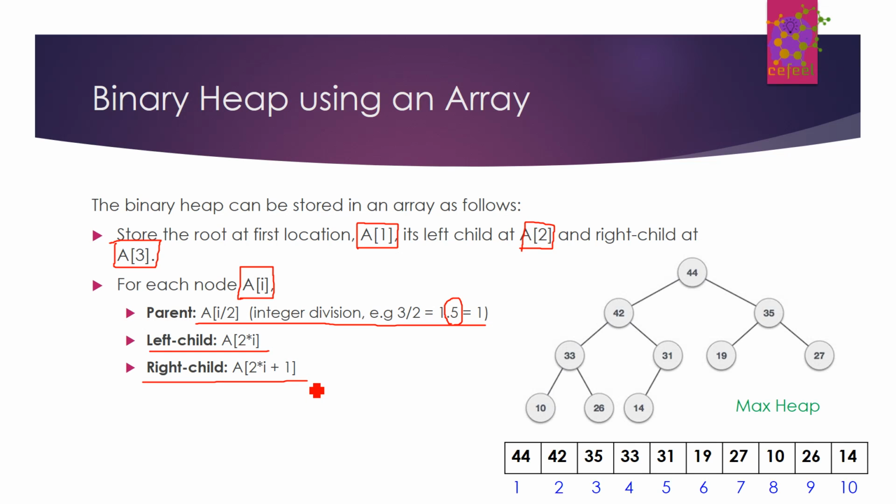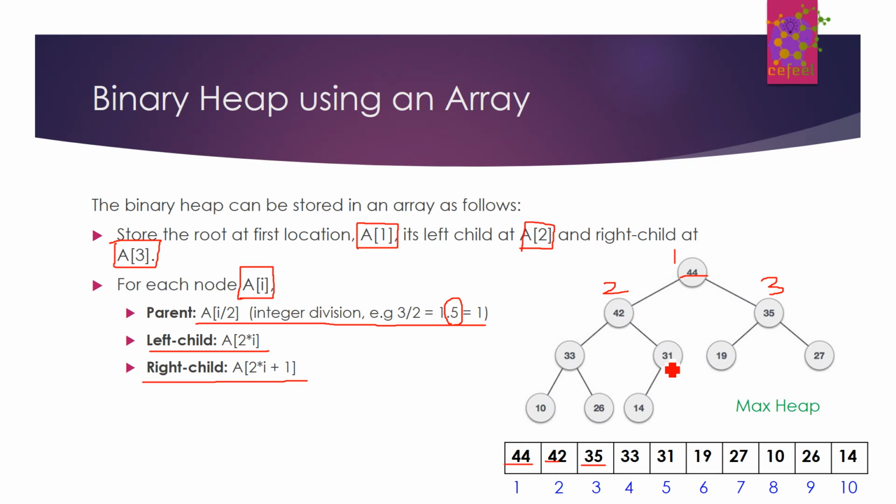So here is an example. This was the heap which we had, and we have 44 as the root. You can see 44 is stored at the first location, and then its left child is at 2 times 1, which is 2, and its right child is located at 2 times 1 plus 1, which is 3. So you can see 42 here and 35 here.